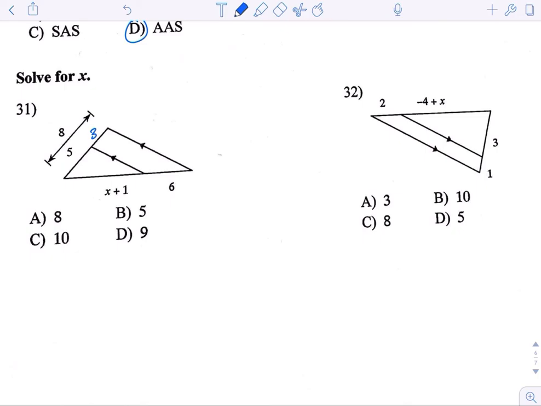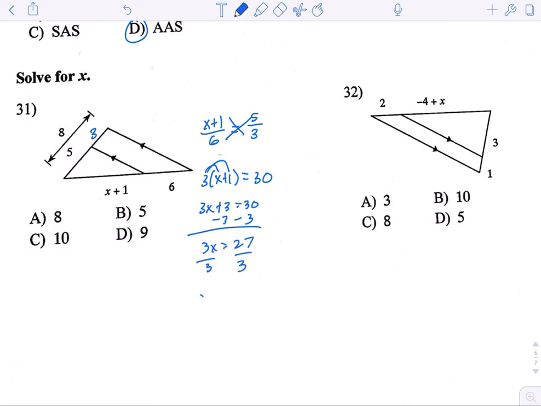And then you guys, you can set up a proportion. Remember, this is like your A and B, and this is your guys like C and D. So x plus 1 over 6 is the same thing as saying 5 over 3. And then once you guys set up that proportion, cross multiply, so 3 times x plus 1 is equal to 5 times 6, which is 30. Distribute, 3x plus 3 is equal to 30. Subtract 3 from both sides. Divide by 3. X is going to equal 9. You guys are going to get D.